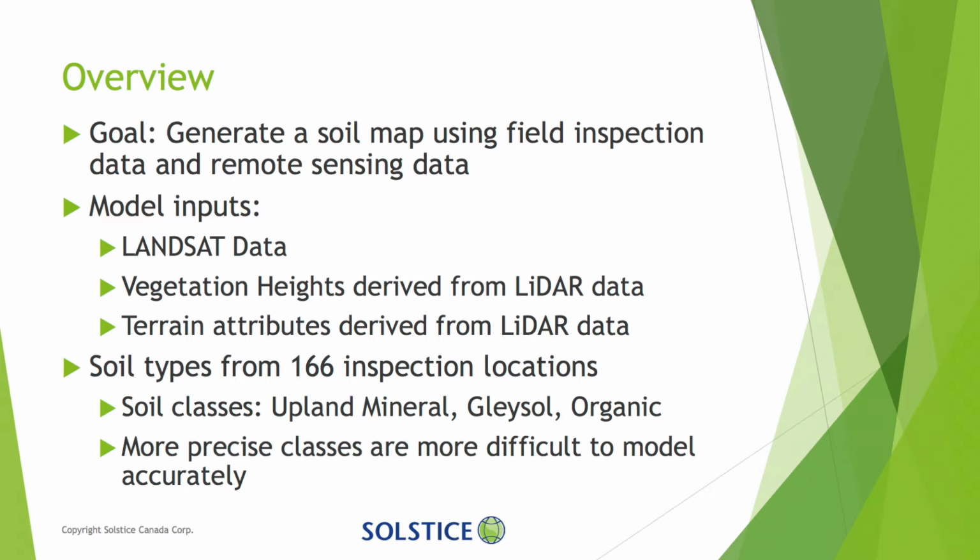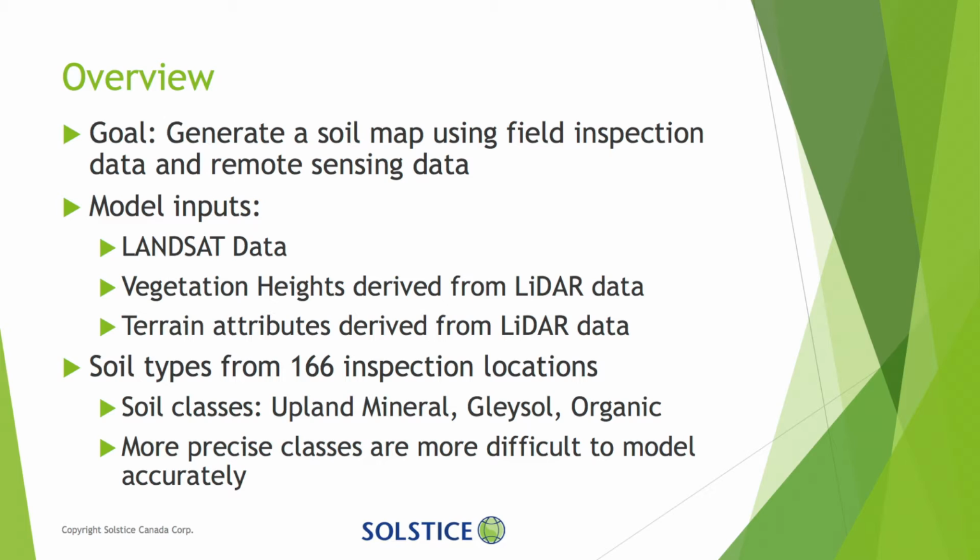So we had soil classifications from 166 inspection locations from an environmental impact assessment. And there were 3 broad classes that we were classifying to: upland mineral, gleysol, and organic soils. Upland mineral is actually a mix of brunisols and luvisolic soils. Gleysols would range from peaty regosolic gleysols to orthic luvic gleysols, and organics are terric and typic fibrisols and mesisols.